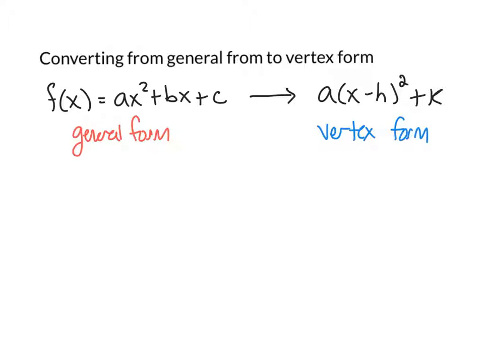Our a here, we're using the same letter a for a nice reason, and that's because they're always going to be the same number. This a we call our leading coefficient, and it will always be the same as this a over here, which is why we're using that letter. But the h and the k will be different.